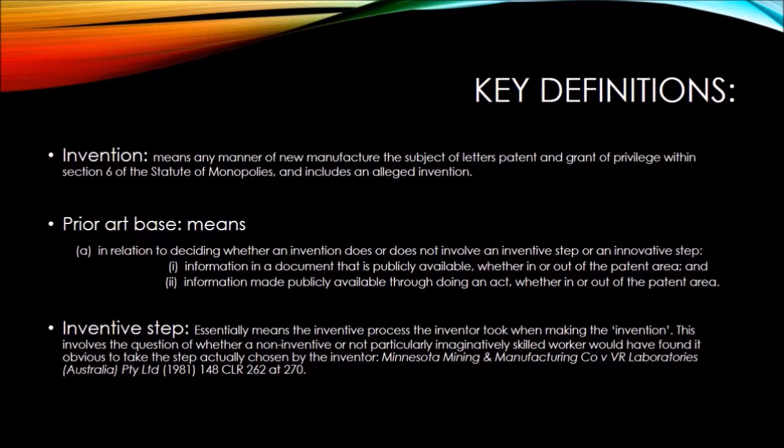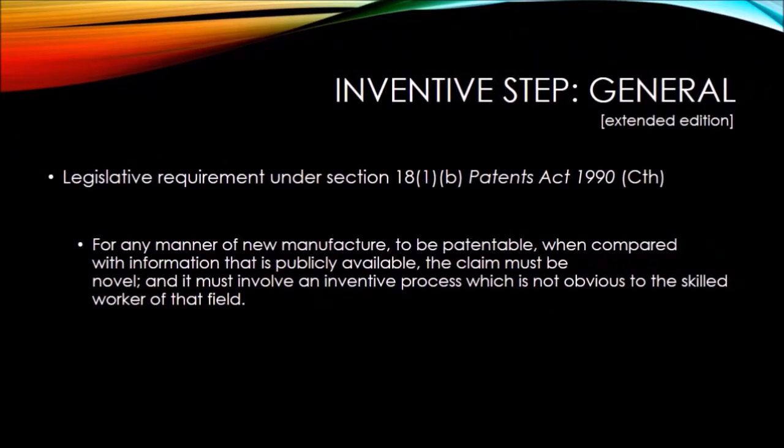This involves the question of whether a non-inventive or particularly non-imaginative skilled worker would have found it obvious to make the step actually chosen by the inventor, and this was found in the Minnesota Mining and Manufacturing case. So to look back at section 18(1)(b) with these definitions in mind adds some perspective as to what section 18 is essentially saying, and that is, for any manner of new manufacture to be patentable when compared with information that is publicly available, the claim must be novel and it must involve an inventive process which is not obvious to the skilled worker of that field.